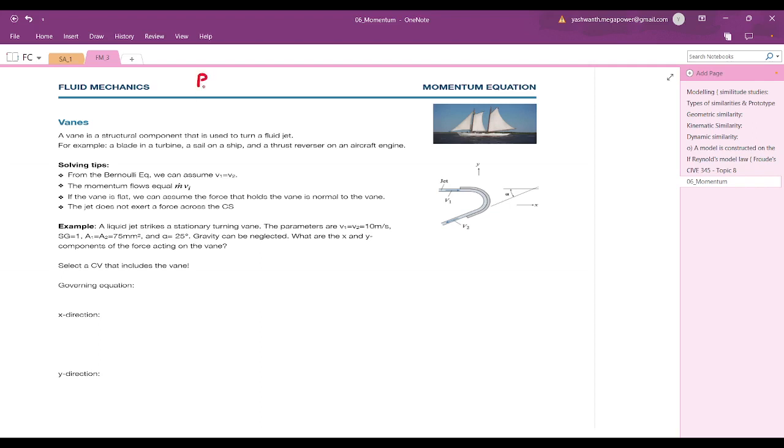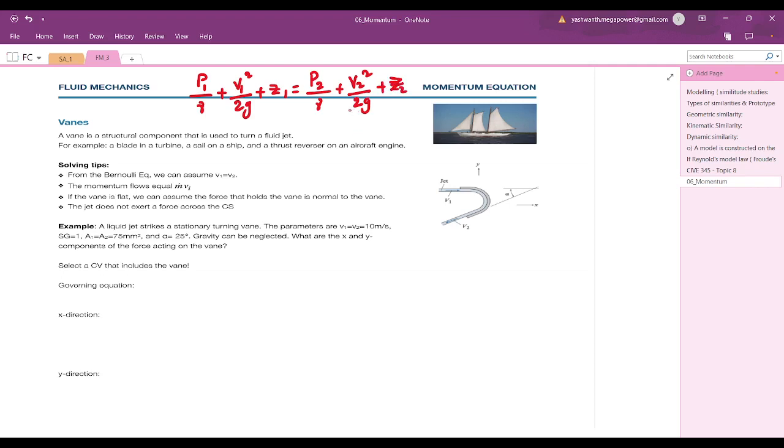Bernoulli's equation, the energy equation. Here I am just writing P1 by gamma plus V1 square by 2g plus Z1 is equal to P2. Then we can also split this into the pressure head and the other heads, correct?